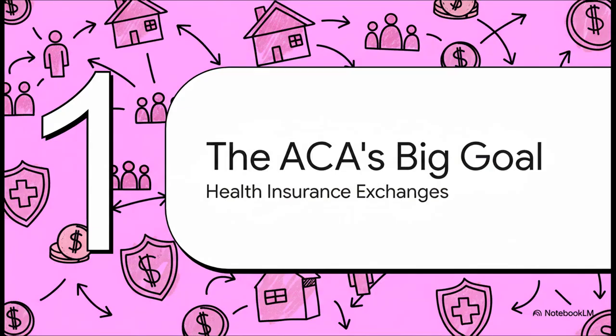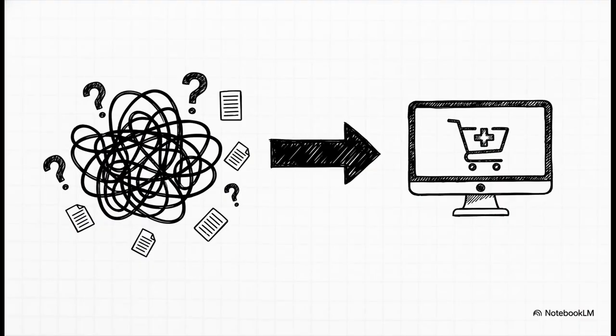Okay, first things first. To really get a handle on the options, you have to understand the system they exist in. So let's look at the big idea behind the Affordable Care Act, or ACA, the creation of these things called health insurance exchanges. So what in the world is an exchange? Well, the easiest way to think about it is like a regulated online marketplace. I mean, before the ACA, shopping for your own insurance could be a total mess, super confusing. The exchange was designed to bring all the options into one place and simplify the whole process.